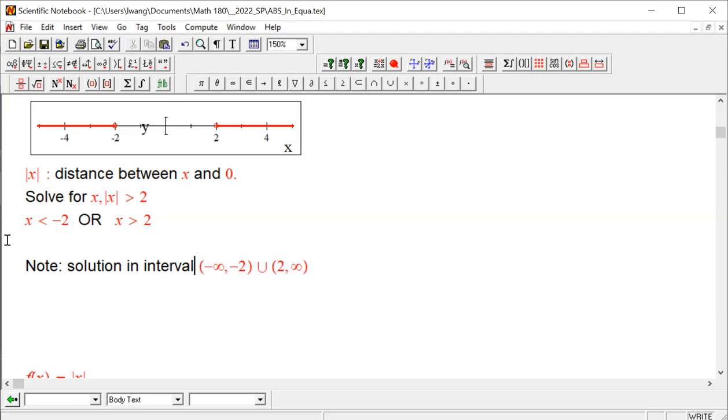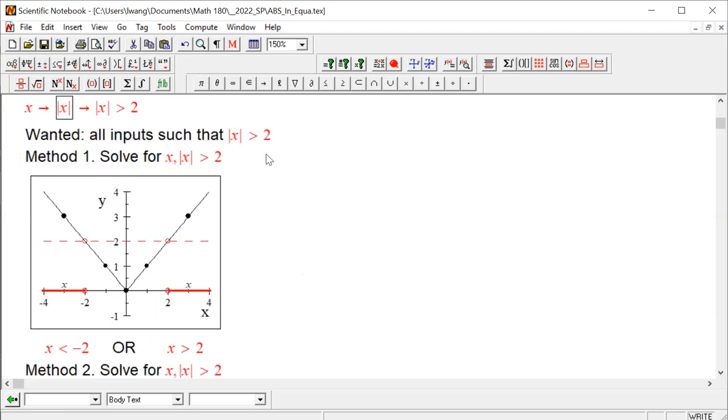In my teaching experience, I found these intervals, even though they're very useful, are not as useful as these inequalities. So for teaching this course, I will emphasize the use of inequality, okay? So let's put this in our summary.